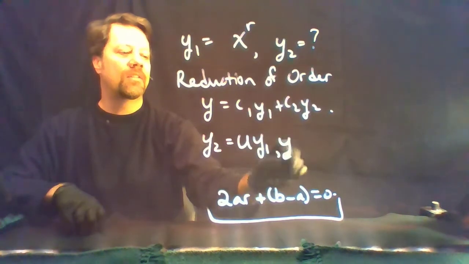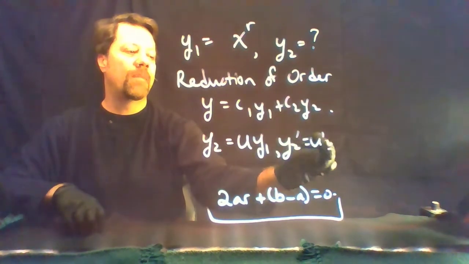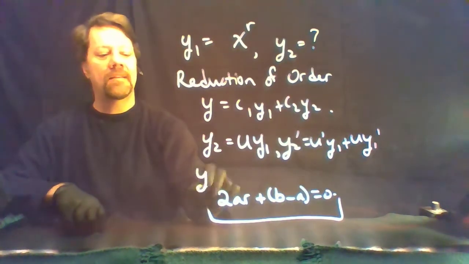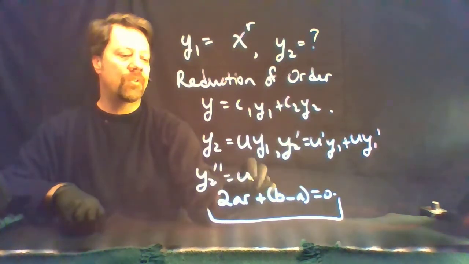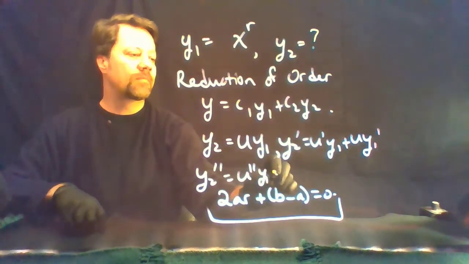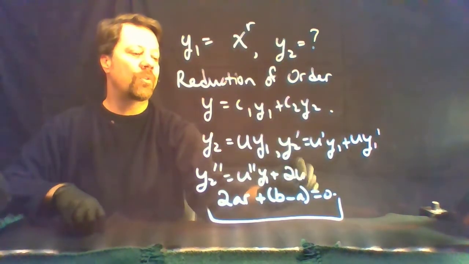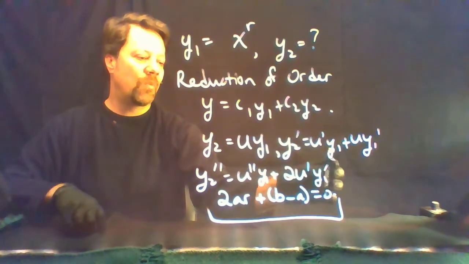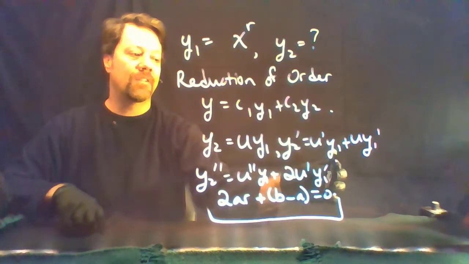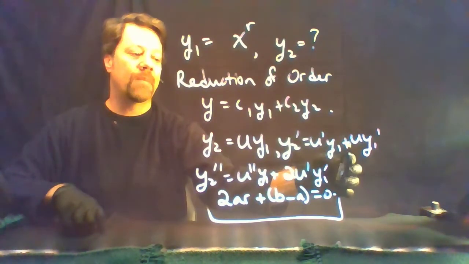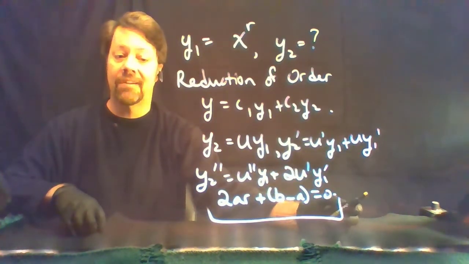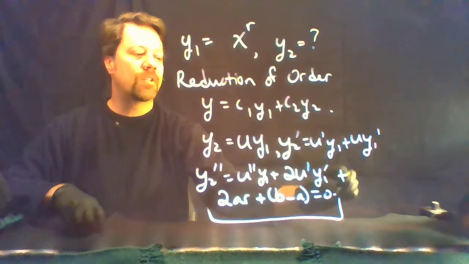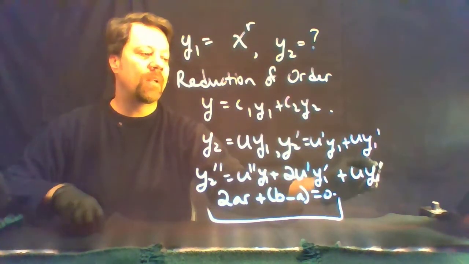This means that y2 prime is u prime y1 plus u y1 prime, and y2 double prime is u double prime y1 plus 2 u prime y1 prime. We get one of those by taking the derivative of the second factor in the first term, and the other one by taking the derivative of the first factor in the second term in their respective product rules. That leaves only one term, u y1 double prime.